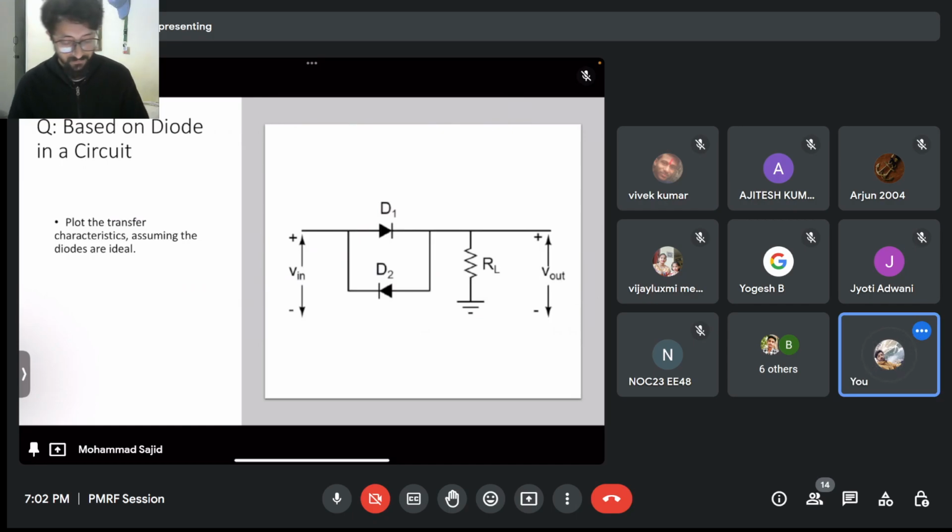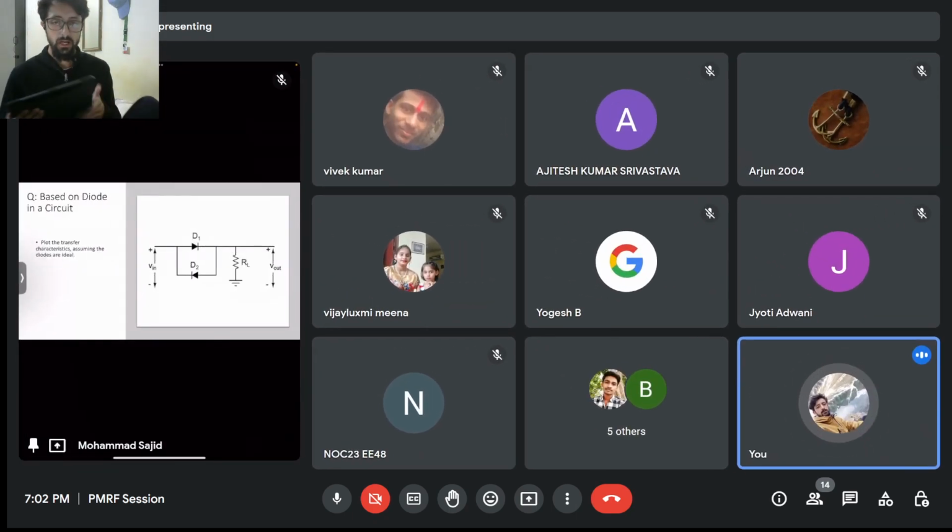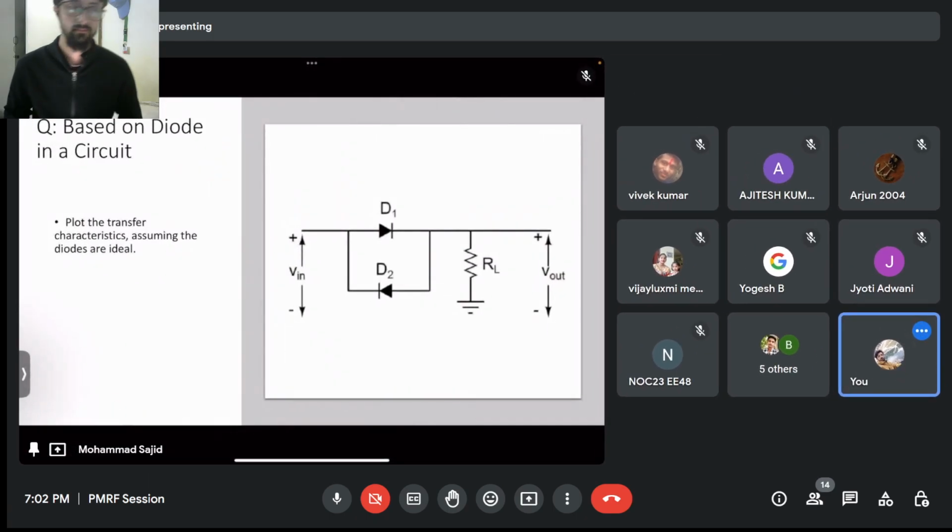Okay, now let's move on to diode. What do you understand about diodes? So what is a diode? Let me ask this question first. From a device physics point of view, what is a diode? What is it made of? Can anybody answer?